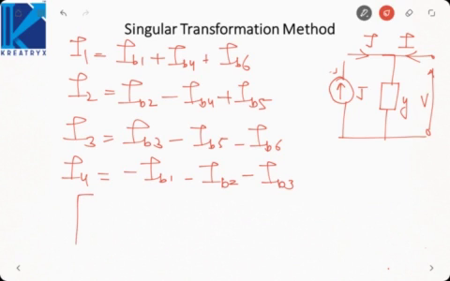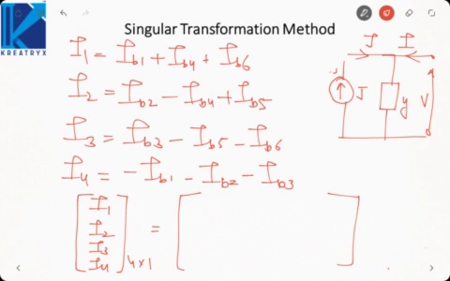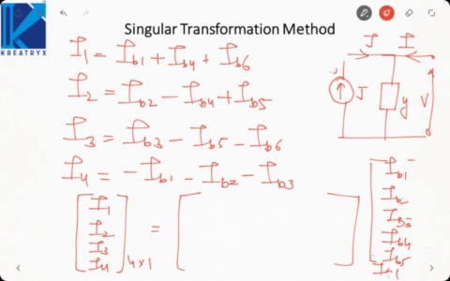So now we will express the bus current as I1, I2, I3, I4. This is a 4 cross 1 matrix. Here we will have a 6 cross 1 matrix: IB1, IB2, IB3, IB4, IB5, IB6. Okay, like this. Now this is 6 cross 1. So the order of this matrix will be 4 cross 6.